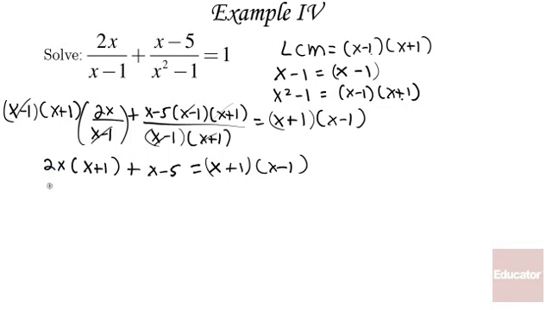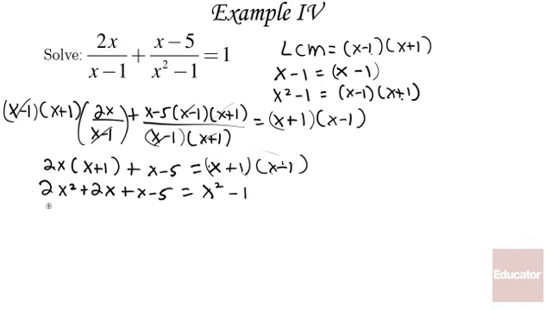And this is 2x times x is 2x squared. 2x times 1 is 2x plus x minus 5. On this side, I'm going to get x squared. Then the outer term is negative 1. The inner term is, the outer term is negative x. x times negative 1 is negative x. The inner term is x, cancels out. Negative x plus x cancels out. The last term, 1 times negative 1 is negative 1.